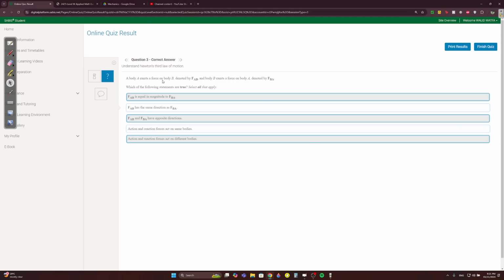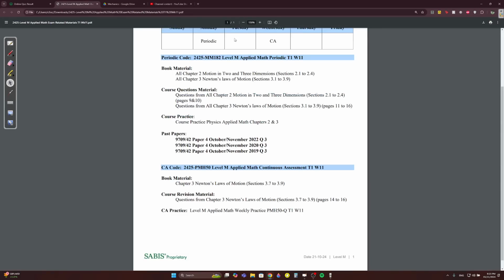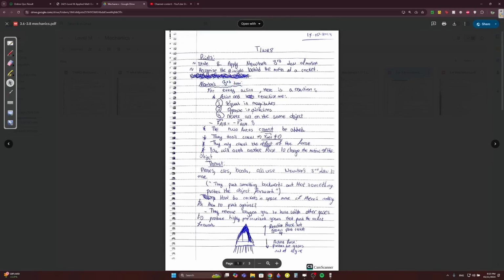A body A exerts a force on body B, FAB, and body B exerts a force on body A, FBA. So of course it's action reaction force. These are action reaction forces, meaning that the action and the reaction are equal in magnitude, have opposite direction, and they act on different bodies. Obviously, they never act on the same body. Action reaction never act on the same body. If you go to my notes, memorize everything from here until here. Okay, these are all exam questions.